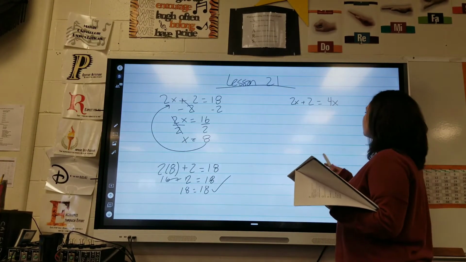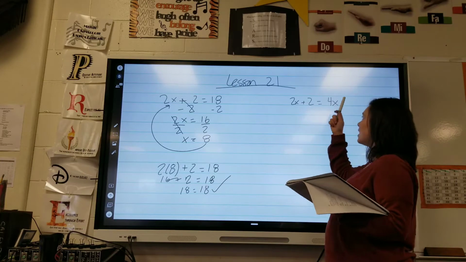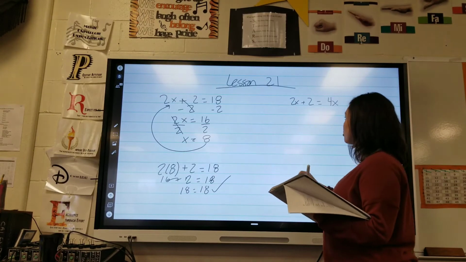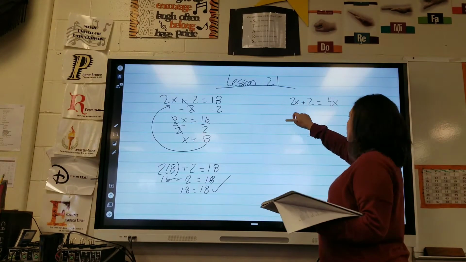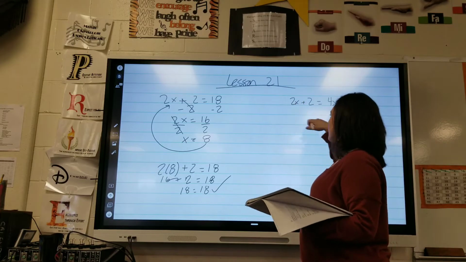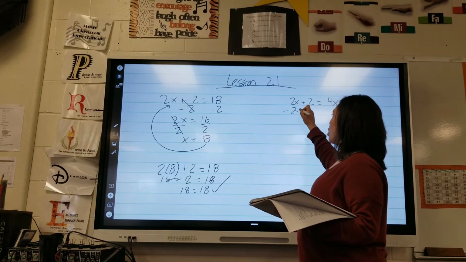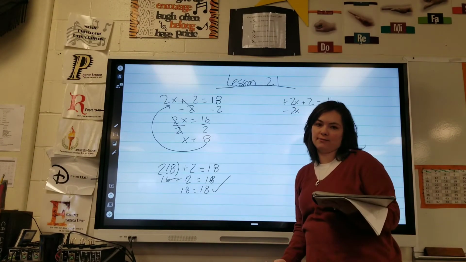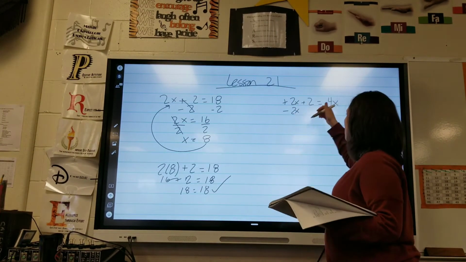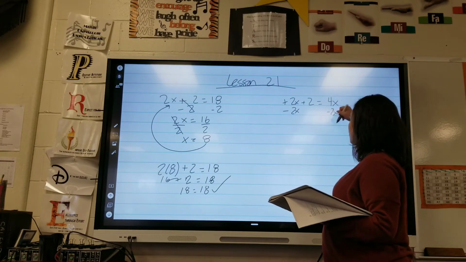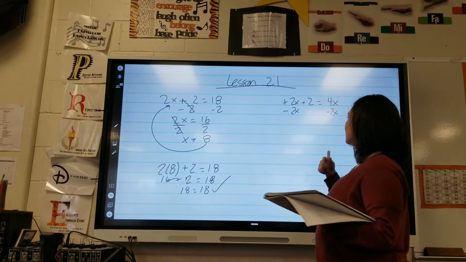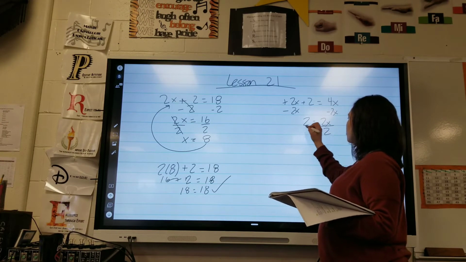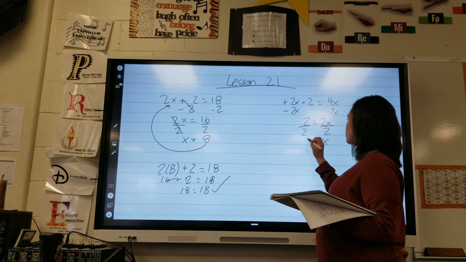Here's another one. With this one, though, we have an x on this side and an x on this side. We need to get the x's together. So I'm actually going to subtract the 2x from this side and on this side so that way it can transfer over. Why am I subtracting 2x? Well, this is add or positive 2x. So if I subtract 2x from this side and subtract 2x from this side, because these are like terms, I can then say 2 is equal to 2x. Divide by 2 on both sides, I get x is equal to 1.